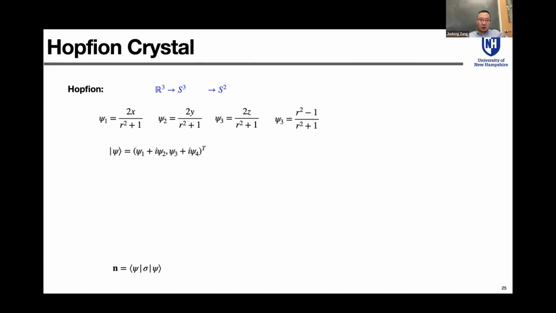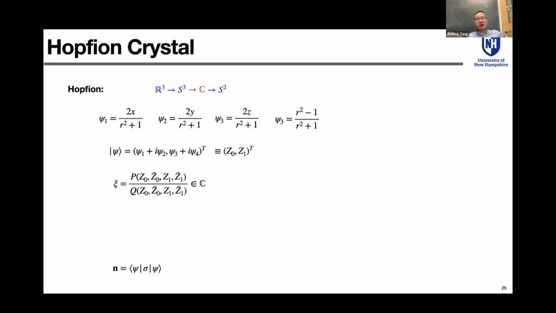But actually, we can develop some intermediate steps in between. What we do is, instead of mapping directly from S3 to S2, we can map S3 to a complex number. Right? Then map the complex number to S2. What we do is, we call this psi1 plus i psi2 Z0, and psi3 plus i psi4 Z1. Okay, so these are two complex numbers.